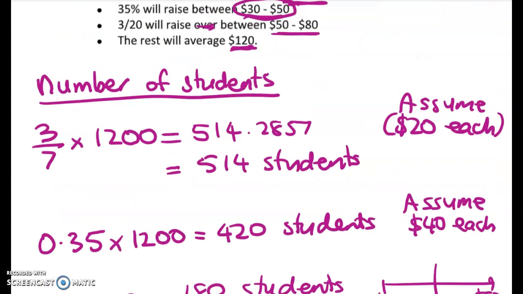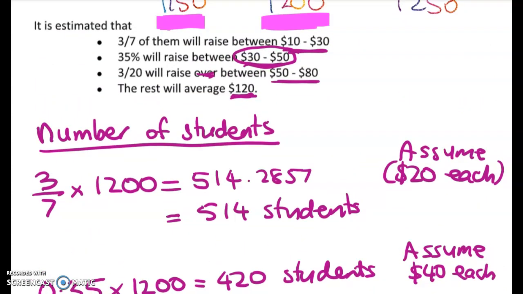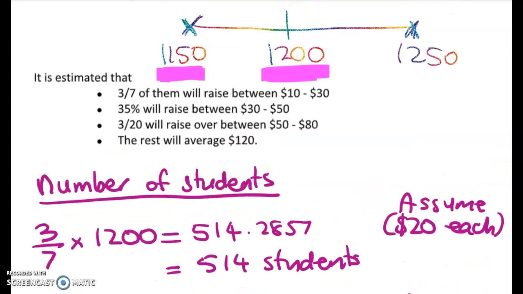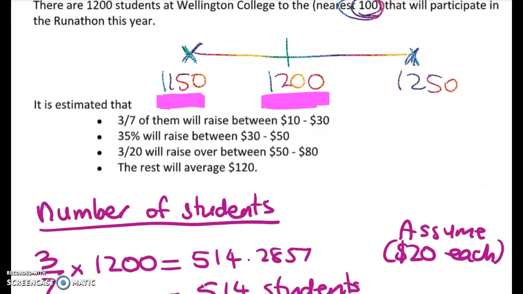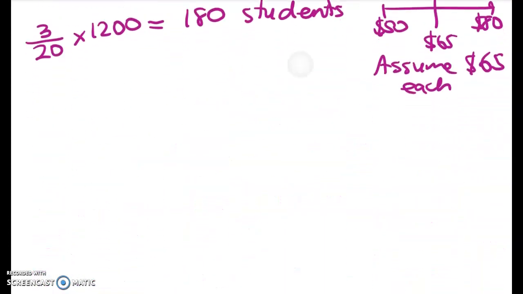Right, now what about the last category? Well, the rest will average $120. So these are the students who have gone all out to raise some money. But how many are there? Well, to work that out, we know that altogether we're assuming 1,200 students. And we've worked out the numbers for the other categories.